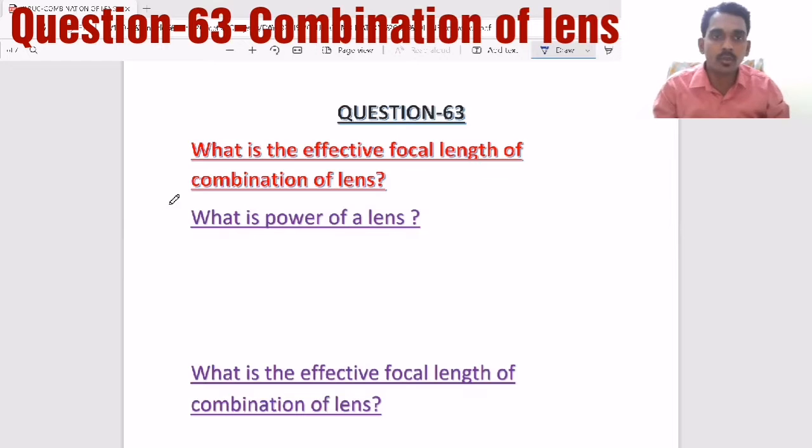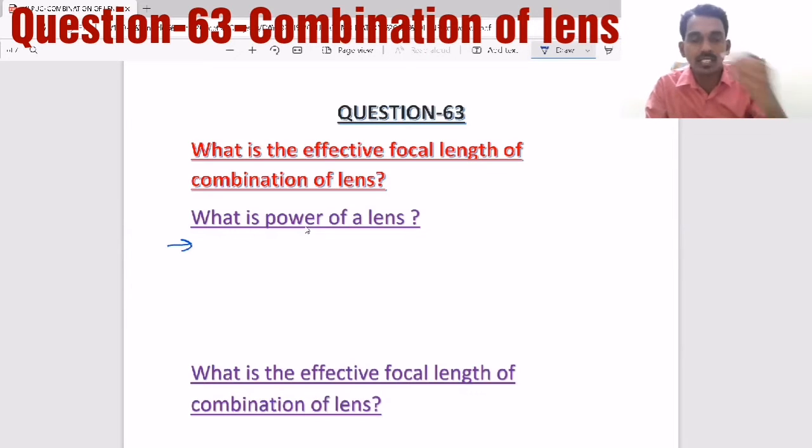Now we are going to study question number 63, that is combination of lenses. And also we study here what is silvering of a lens. So majorly about combination of lenses, thin lenses kept in contact. When you keep thin lenses in contact, the combination behaves like one single convex lens or concave lens. So what is the effective focal length of that combination? We need to understand here.